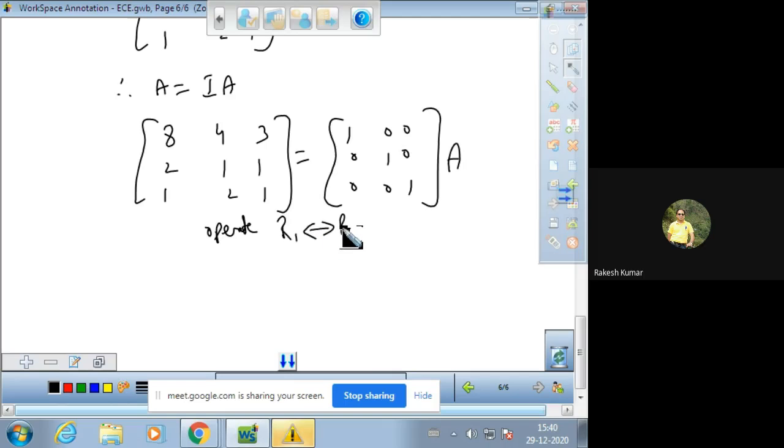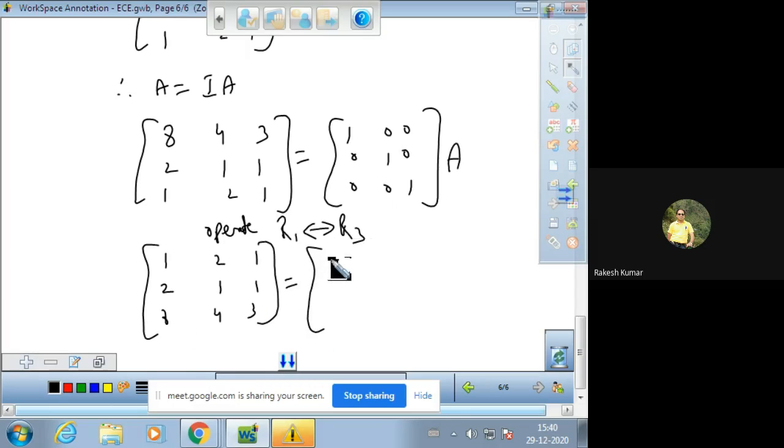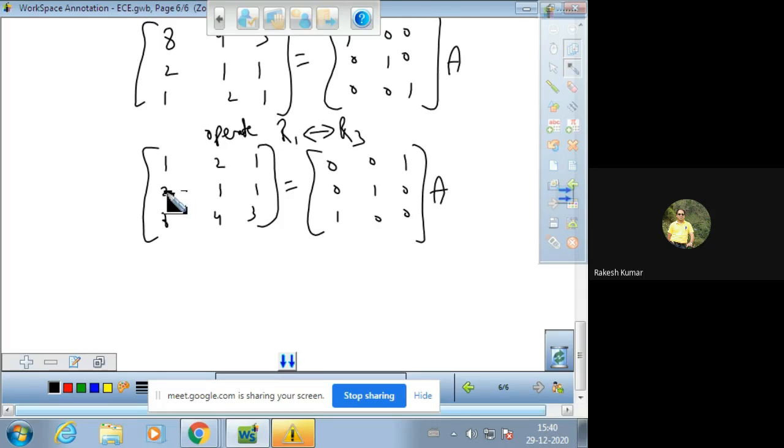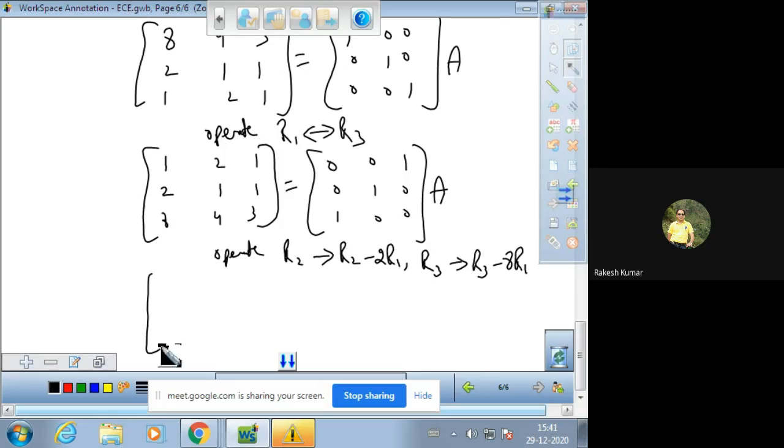R1 will be interchanged with R3, and it will be written 1 2 1 and 2 1 1. This is 8 4 3. Similarly on the right hand side, this is 0 0 1, 0 1 0 and 1 0 0. This is the first operation. Similarly, we shall try to make this as 0 now and this as 0. So for this, you just need to operate R2 as R2 minus 2R1 and R3 as R3 minus 8R1 so that it can be made 0.